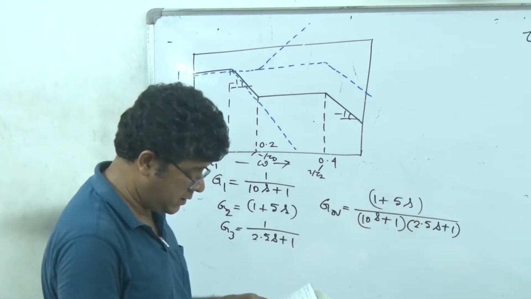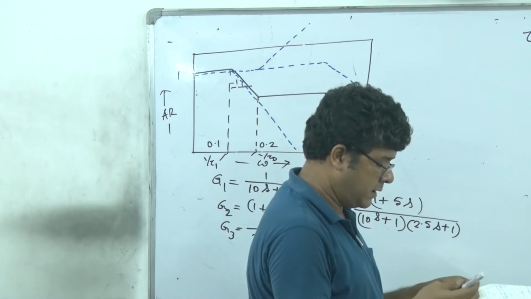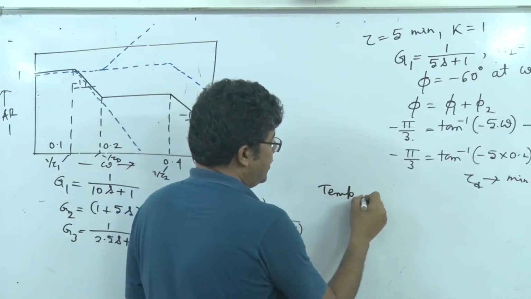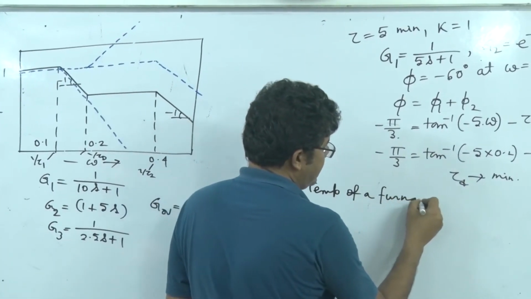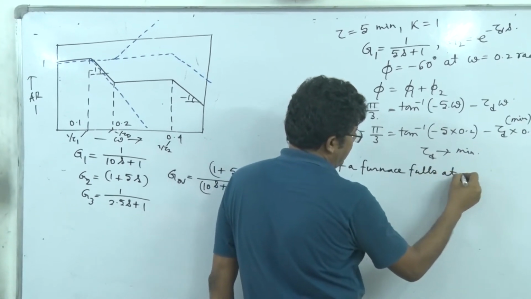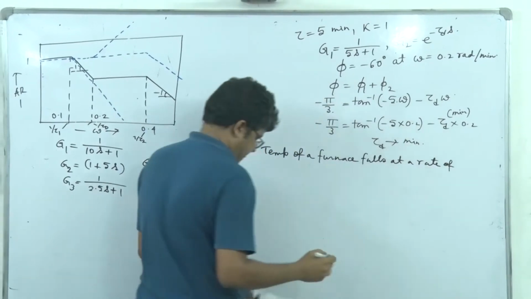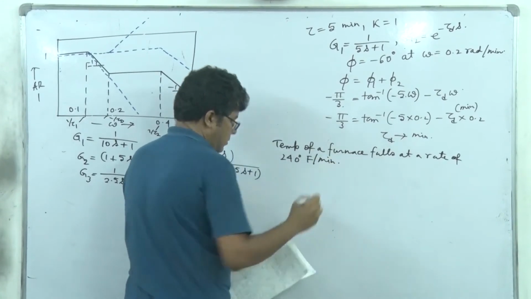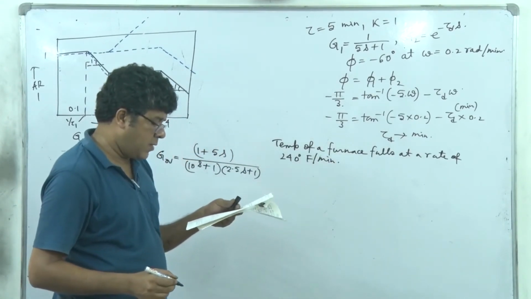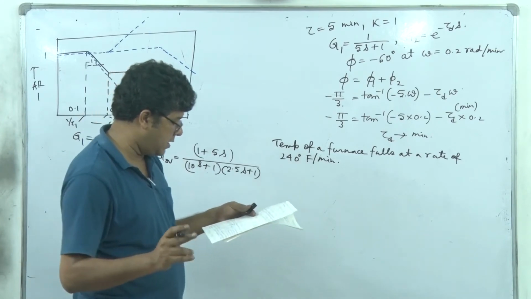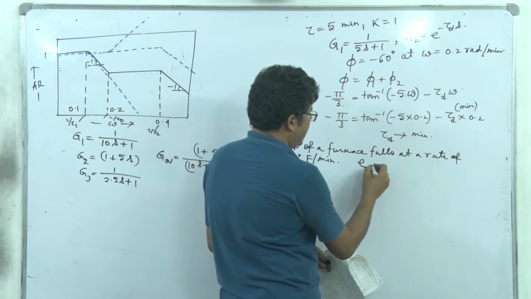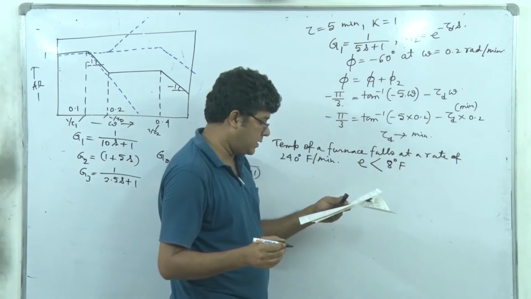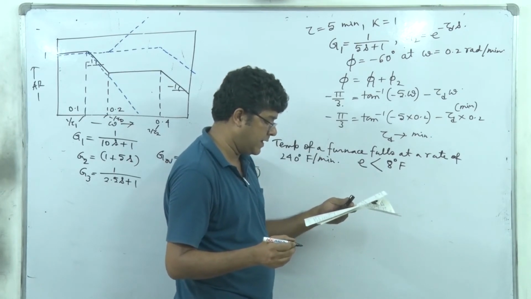Okay, this is also a very important and interesting problem. The temperature of a furnace falls at a rate of 240 degree Fahrenheit per minute. The temperature sensor must not be in error by more than 8 degree Fahrenheit. The error should be less than 8 degree Fahrenheit. What should be the transfer function of the sensor if it follows first order dynamics?